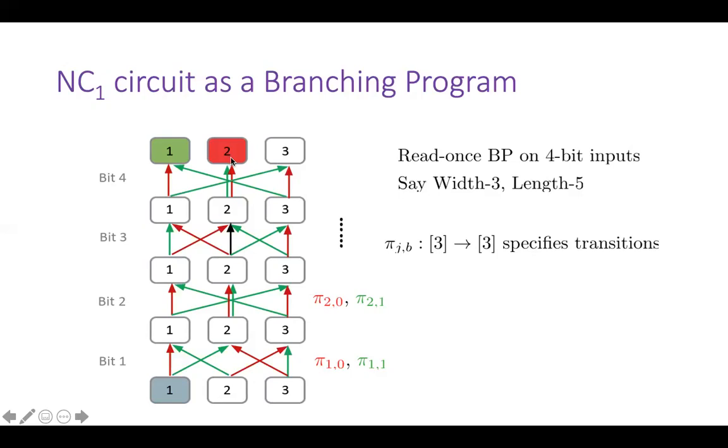When you want to evaluate the branching program, you first start with the start node. You process 1 bit of input at a time. If the bit is 0, follow the red edge. If the bit is 1, follow the green edge. You keep doing this until the end, until you end up in either the green state or the red state. If you end up in the green state, output 1. If you end up in the red state, output 0. The state transitions that correspond to bit 0 are represented in the red matrices, and the state transitions that correspond to bit 1, the green edges, are represented in the green matrices.